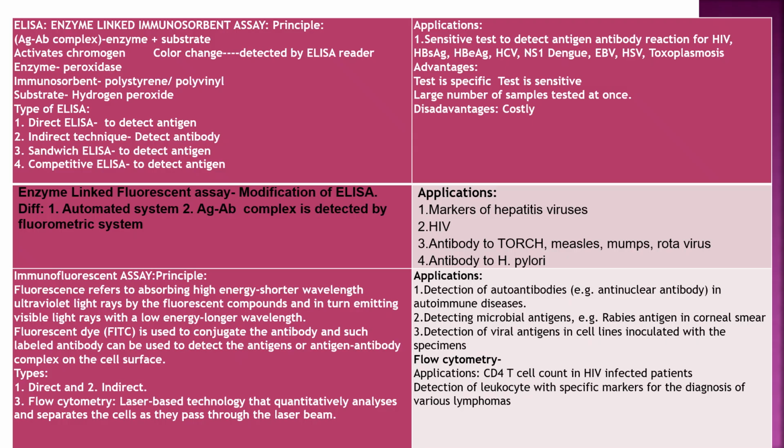Advantages: the test is specific, sensitive, and a large number of samples can be tested at once. Mostly used in the blood for the screening of the donors. Disadvantages: costly. Enzyme linked fluorescence assay, a modification of ELISA.